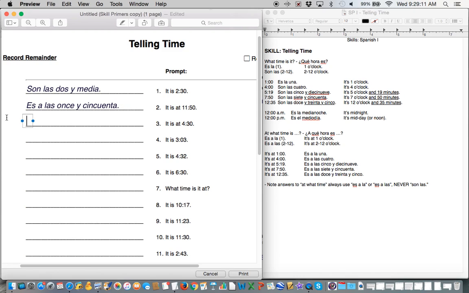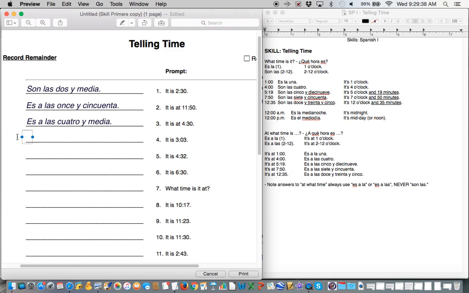Number 4, it's another statement of at what time. It is at 4:30. Es a las 4, cuatro, and 30, y 30. Now what do you think we're going to do with 30? You could leave it there, and conversationally speaking, you're fine, but media is what you really need to be able to do also. You really need to know both of those.